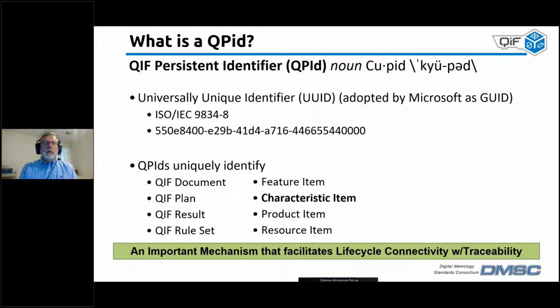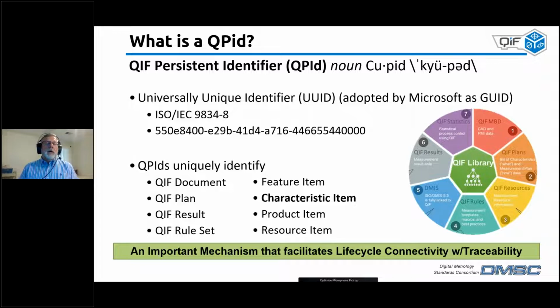So, one slide on the CUPID. Actually, I'm going to have a couple. It's a QIF persistent identifier, but we fondly call it the CUPID. But it's just taking advantage of an ISO standard already there, which is the UUID. I mentioned before, Microsoft calls them the global unique identifiers. But the QIF has sprinkled CUPIDs in unique and important areas.